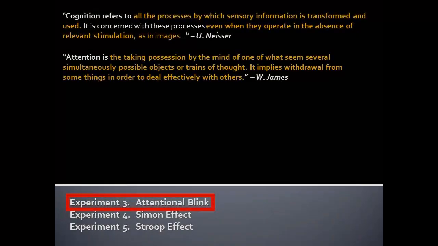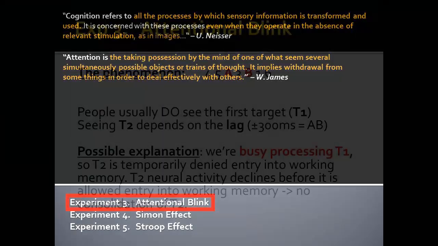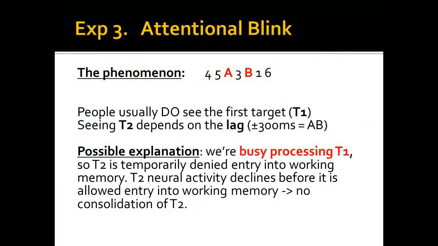So did you spot the letters? They were A and B. Chances are you spotted the A but missed the B. Now this is called the attentional blink. Your attention catches the first target, in this case the A, but blinks and misses the second target, the B.